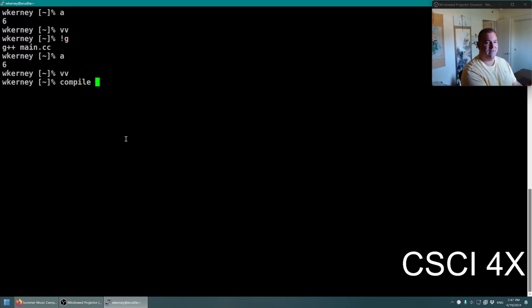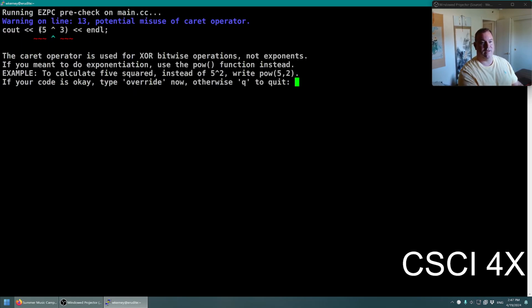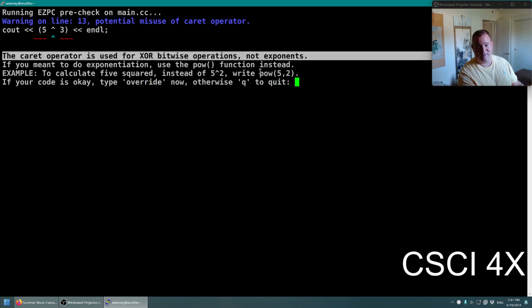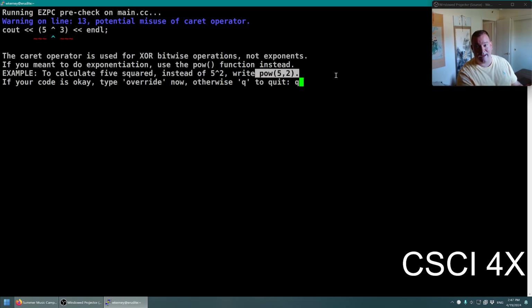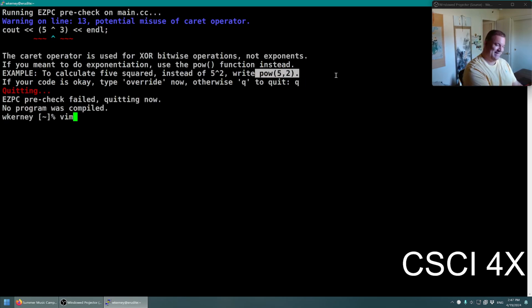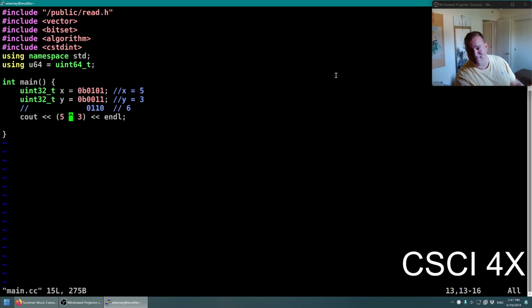In fact, that's why Easy Peasy will actually give you a warning, potential misuse of the caret operator. This is used for XOR bitwise operators, not exponents. If you meant to do exponents, use POW. Very common mistake in CSI 40. Okay, confusing the XOR operator and POW.